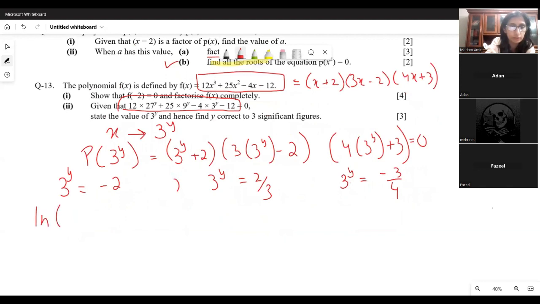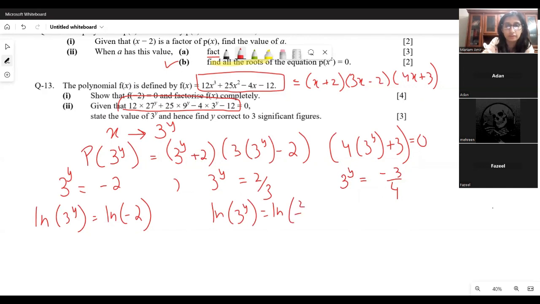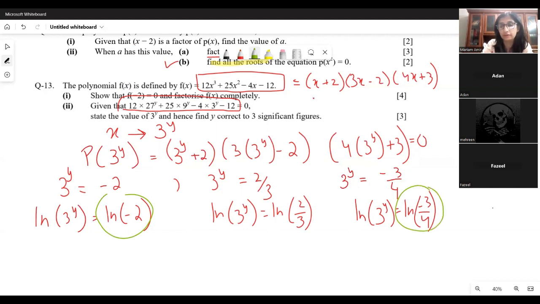ln 3 power y equals ln minus 2. ln 3 power y equals ln 2 by 3. And ln, which is natural log, 3 power y equals ln minus 3 by 4. There's an ln key in your calculator. If you enter ln minus 2, you'll get math error. If you enter ln minus 3 by 4, you'll get math error. So there's no solution for the first equation and the last equation. No solution.